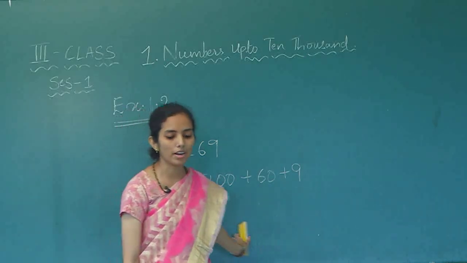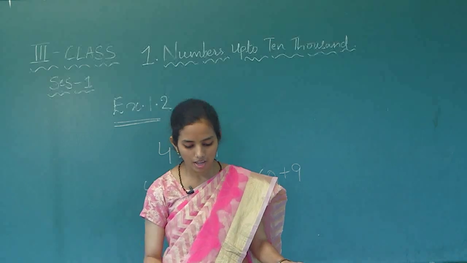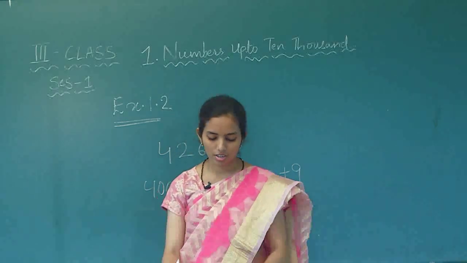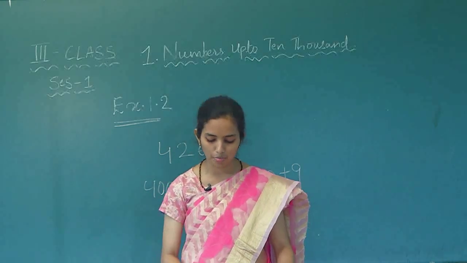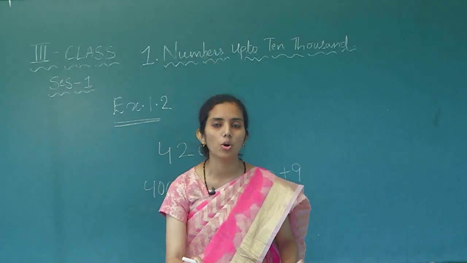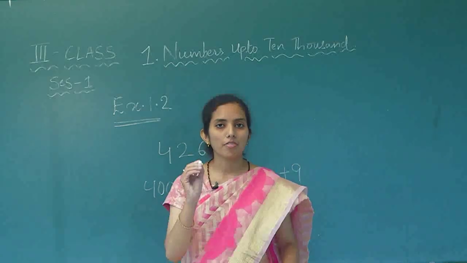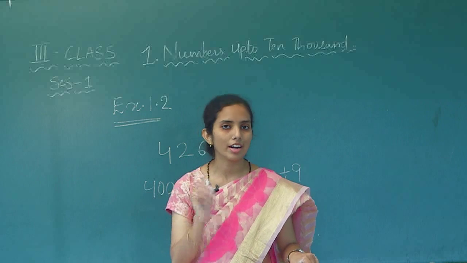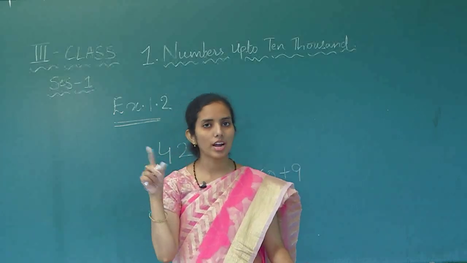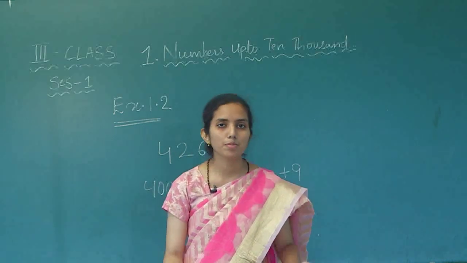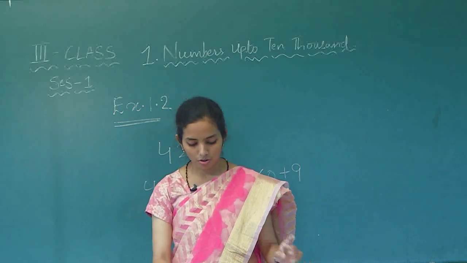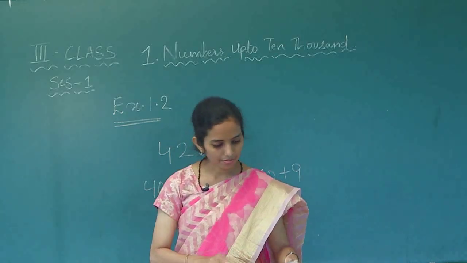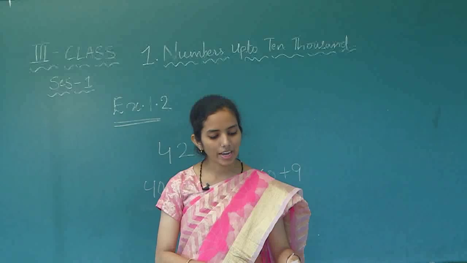So that is the 4,269 expanded form. In the same manner, they have given us some more examples. Whenever you find 0, that means if the 0 is in hundreds place, you just write 0 in hundreds place while expanding. So if you want, I will explain it to you.